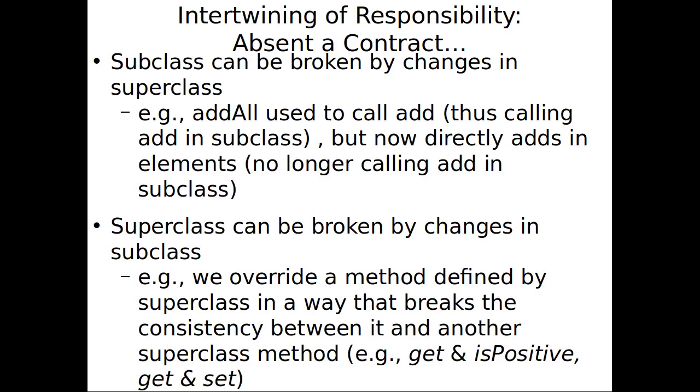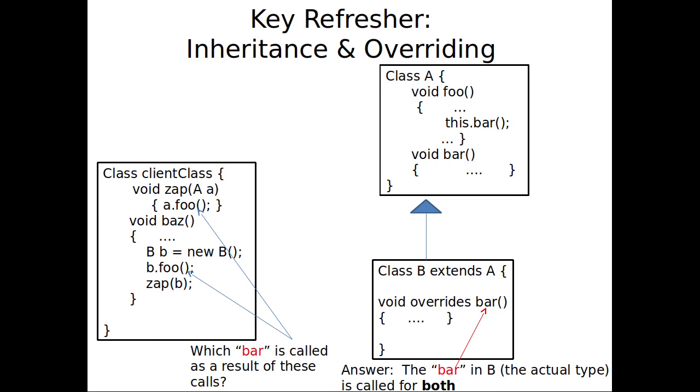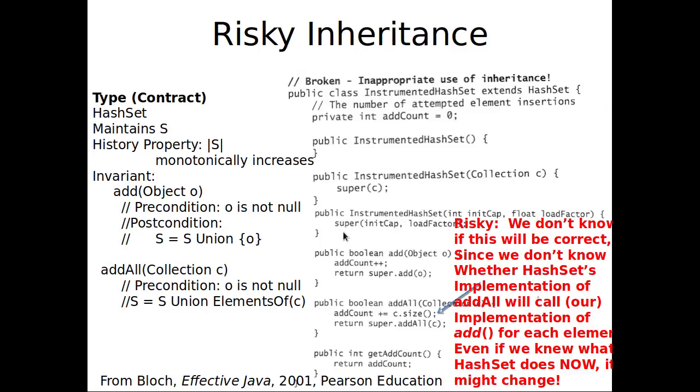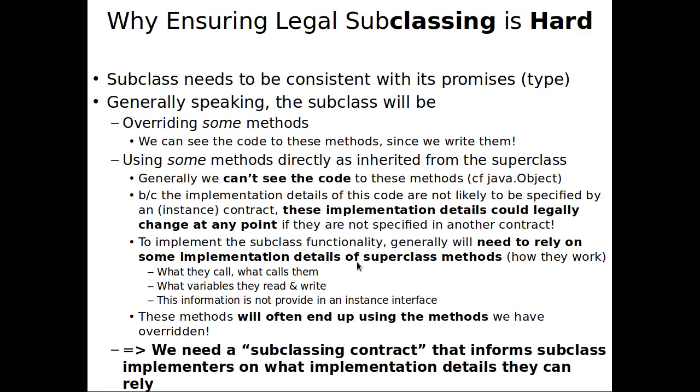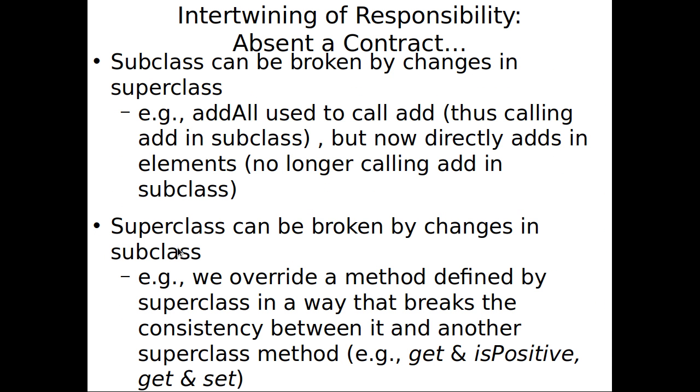So absent some sort of guarantee here, there's some real risk. The subclass can be broken by changes in the superclass. So addAll used to call add. We've come to rely on that. We relied on it, say, in putting in place this mechanism here. So if addAll calls add, we in fact don't want to have this increment here because it'll be incremented every time we call add. And if that suddenly changes, then it's going to break our implementation. So the subclass can be broken by changes in the superclass.